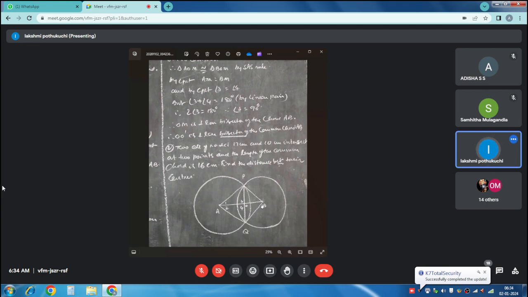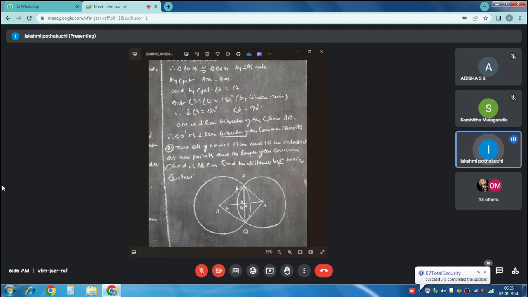Now come to the proof. Consider triangles PAB and QAB. In these triangles, AP is equal to AQ, and BP is equal to BQ, and AB is common. Therefore, the triangles PAB and QAB are congruent by the SSS property. By CPCT, angle 1 is equal to angle 2.